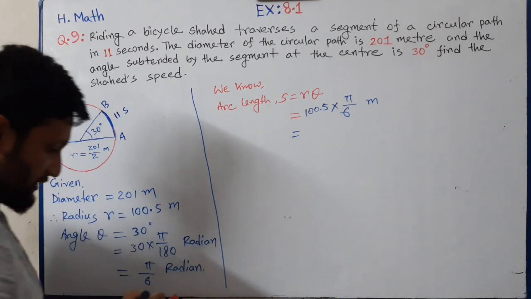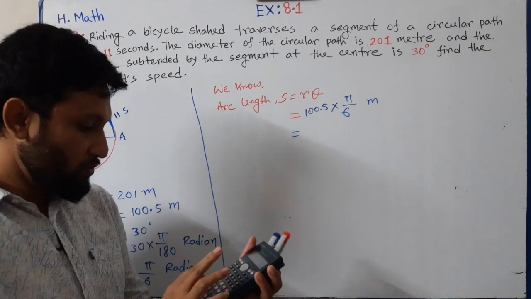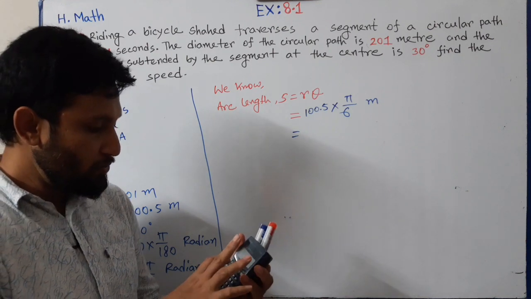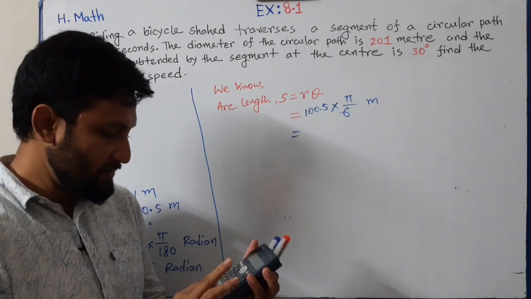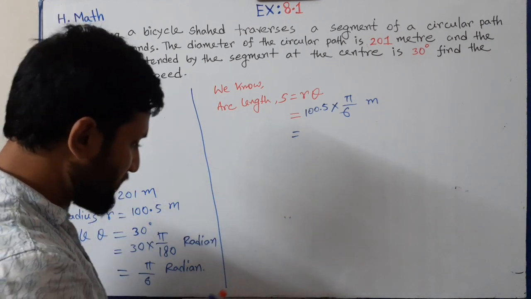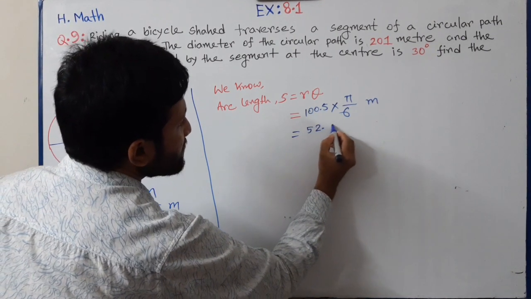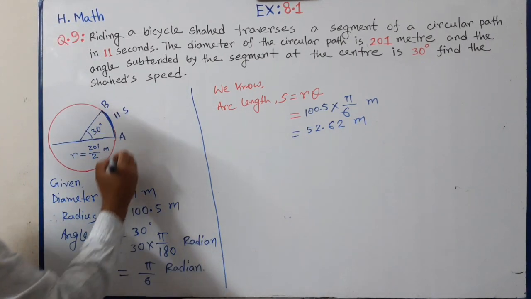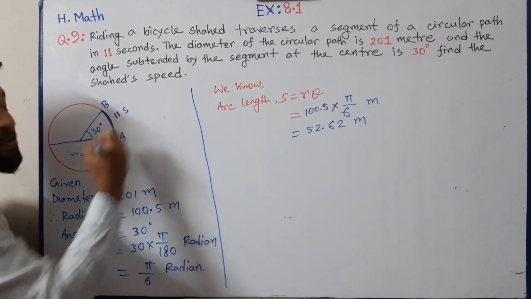By using a calculator, 100.5 into pi and then divide by 6 gives 52.62 meter. This is the arc distance. But Shahid covered this arc distance in 11 seconds.